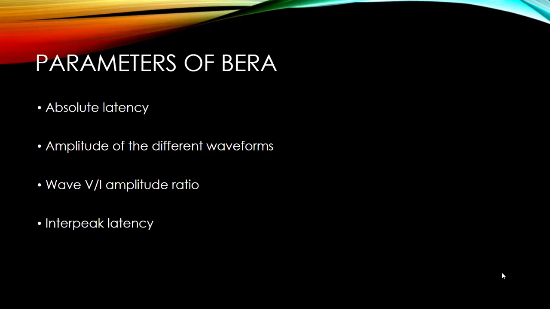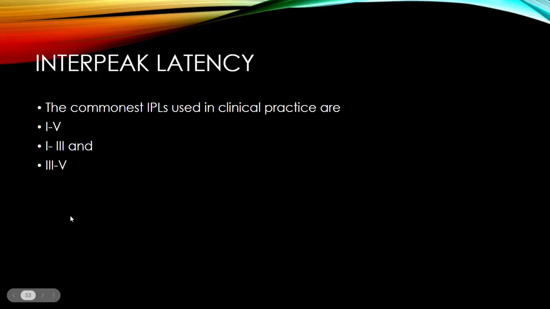So again the same. Coming to the parameters of the BERA, one is the absolute latency, amplitude of different waveforms, wave 5 to wave 1 amplitude ratio, and interpeak latencies. These things we will discuss now. The commonest interpeak latencies used in clinical practice are wave 1 to 5, wave 1 to 3, and wave 3 to 5. As I said, there are three prominent peaks in the BERA response: wave 1, wave 3, and wave 5. Between these, the latency, the time duration required to achieve each wave, is calculated.